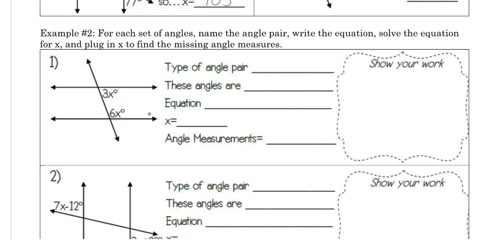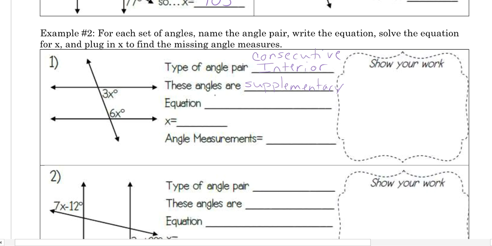So looking at number 1, the type of angle pair, I notice that they're on the same side of the transversal, so that would make them consecutive, and they are inside those parallel lines, so that would be consecutive interior angles. We know that consecutive interior angles are supplementary, meaning they add to 180 degrees.